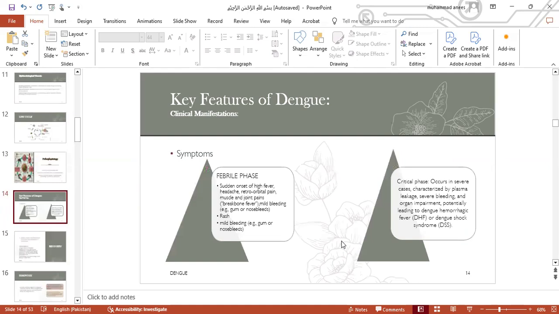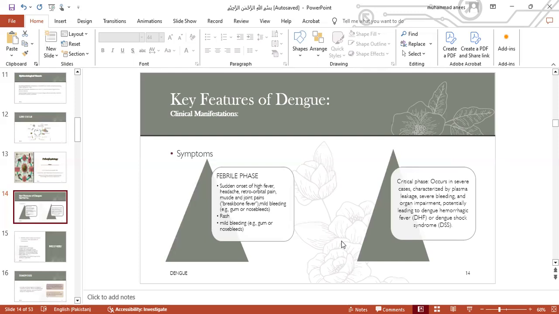Now, what are the key features of dengue in terms of its clinical manifestations? We see a febrile phase and a critical phase before recovery, mostly. The febrile phase is characterized by the sudden onset of high fever, headache, retroorbital pain, muscle and joint pains, which is also known as breakbone fever, and mild bleeding, which occurs through gums or nosebleeds. There is a particular rash on the skin. Then it moves on to the critical phase, which occurs in severe cases, characterized by plasma leakage, severe bleeding, and organ impairment, potentially leading to dengue hemorrhagic fever (DHF) or dengue shock syndrome (DSS).